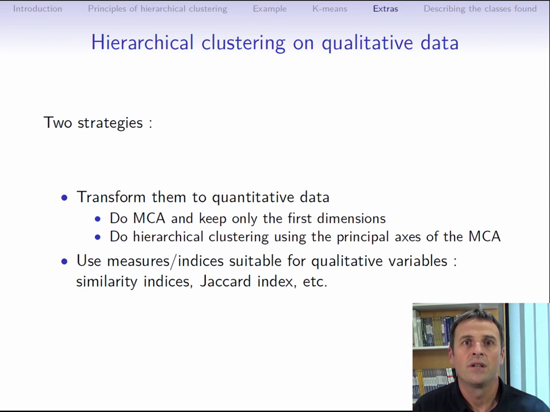A second strategy consists of using distance measures specifically adapted to qualitative data. Many such indices exist: similarity measures, dissimilarity measures, and so on, such as, for example, the Jaccard index. These types of measures can help us to create a distance matrix or dissimilarity matrix between individuals. Then, using this matrix, we can construct a hierarchical tree as before.